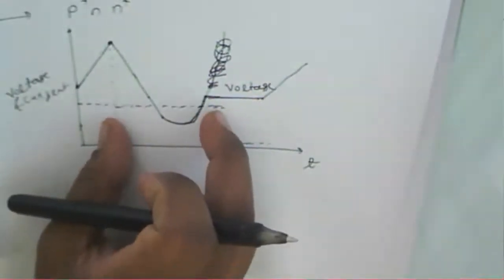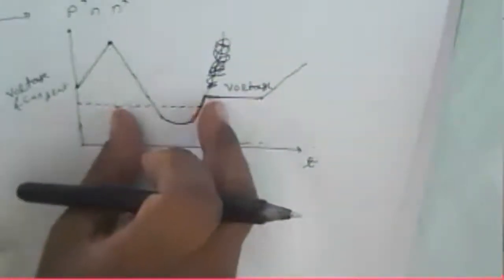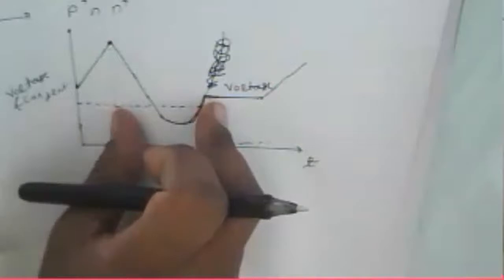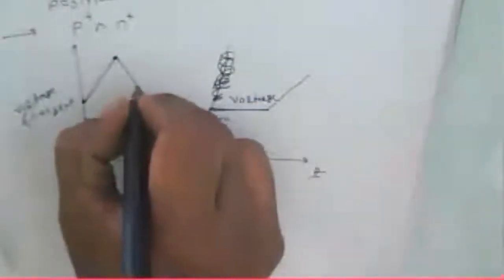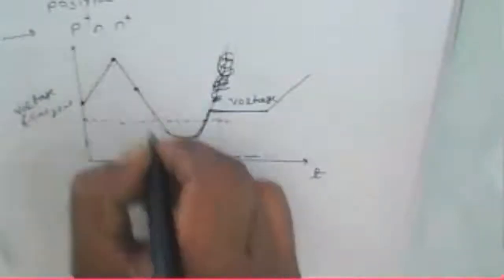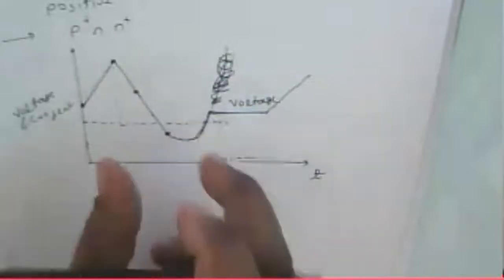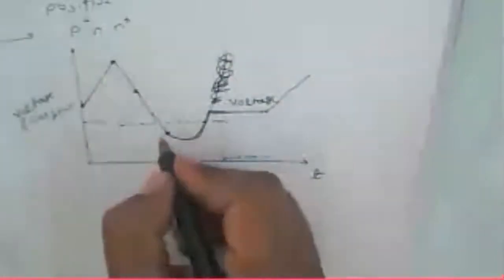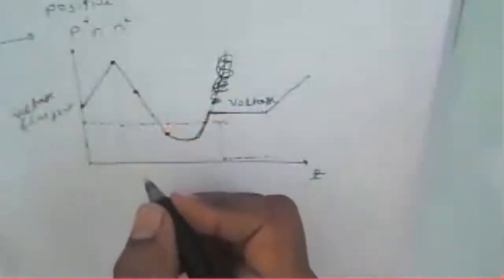Then the field traps the remaining plasma, and the voltage decreases again, further, up to this point. It will keep decreasing, and it requires more time to remove the plasma.